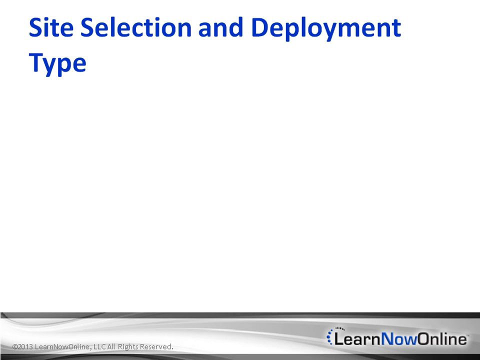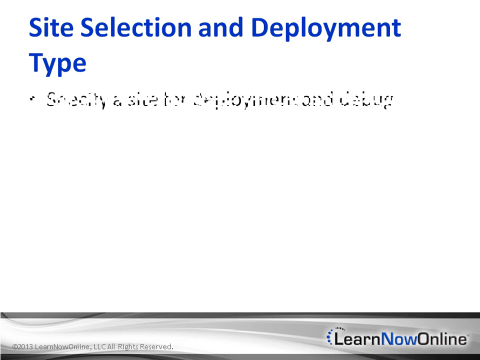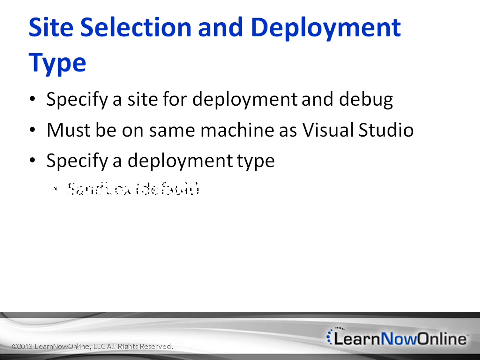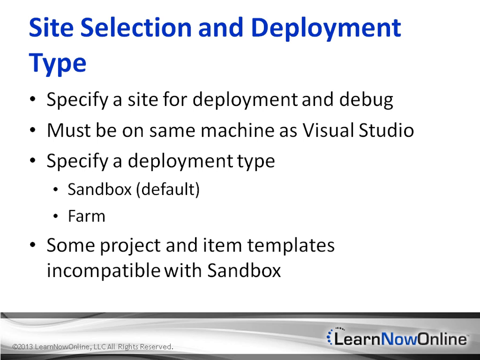So when you create a new SharePoint project in Visual Studio 2012, you're going to specify a site for deployment and debugging, and it has to be on the same machine as Visual Studio. When you're doing a farm solution or a sandbox solution, it has to be on the same machine. Your workstation needs to have SharePoint running on it as well as Visual Studio. And you have to specify a deployment type, either sandbox or farm.